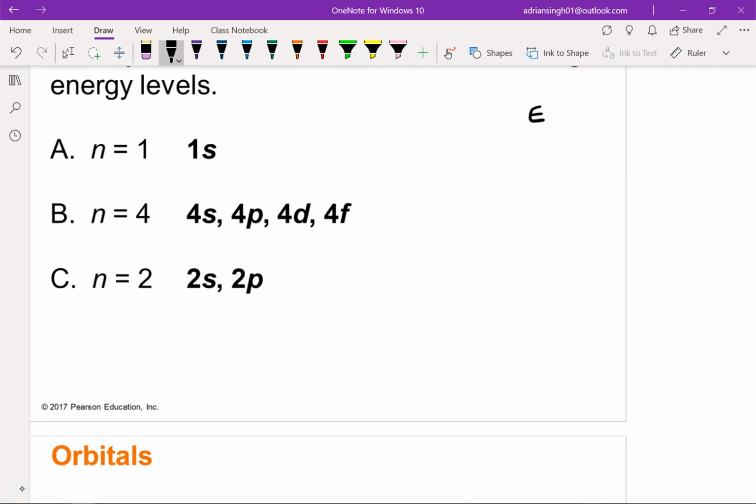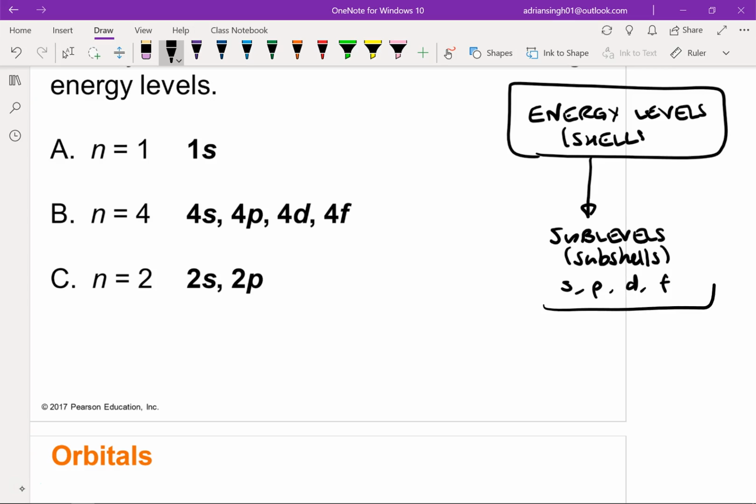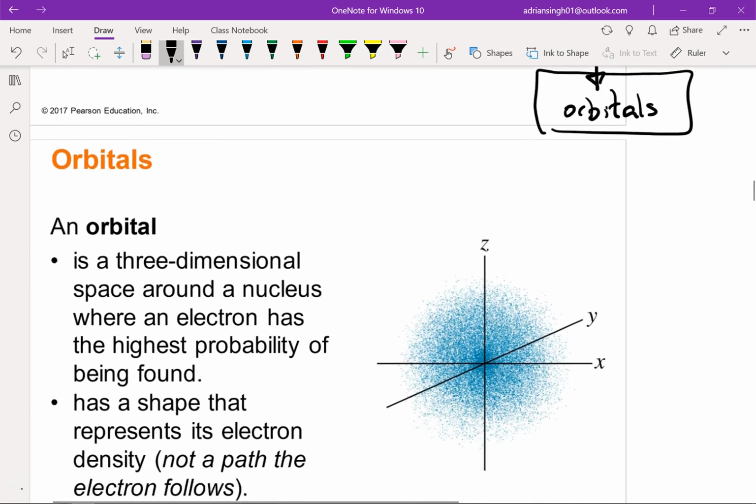So we've talked about energy levels. Principal or main energy levels are shells. These contain one or more sublevels or subshells, which are the s, p, d, or f. And these sublevels now contain one or more things known as orbitals. This is where we're getting down into the nitty-gritty of where electrons are going to be located.